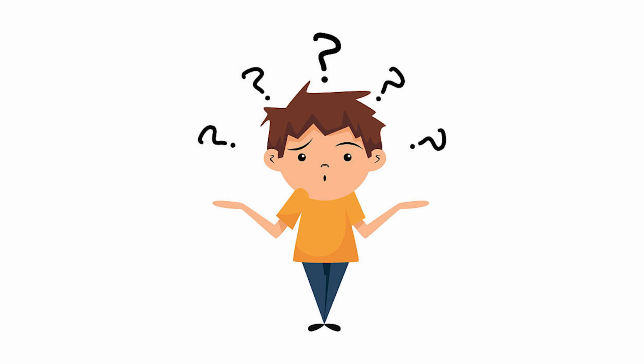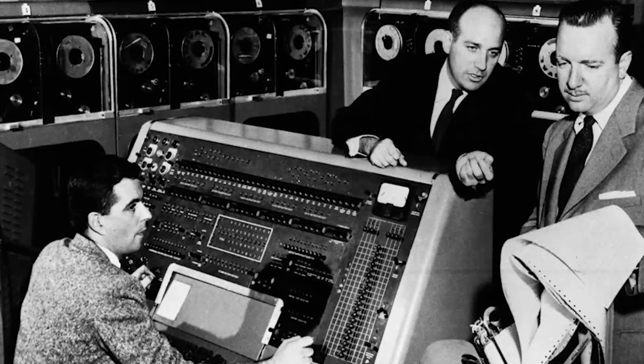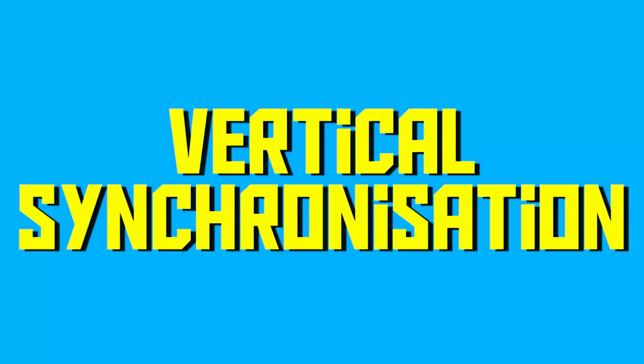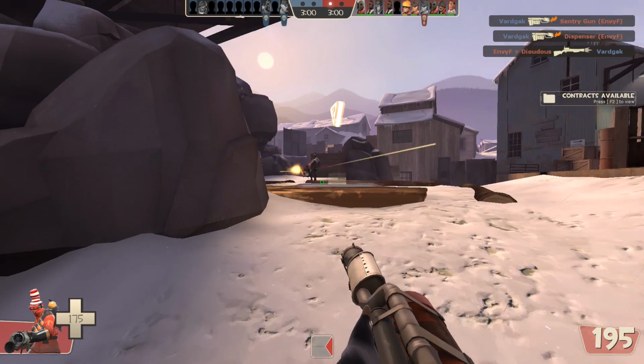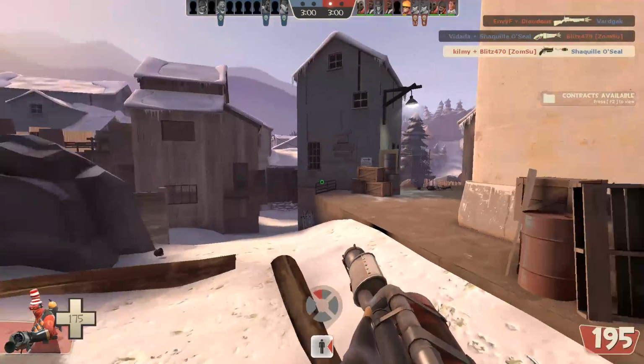So how do you fix this? Well, the computing world got together or something, I don't really know, and they came up with vertical synchronization, or Vsync for short. Vsync works by allowing your display to finish drawing an image before being sent a new image. This is good because there's no screen tearing. This is bad because what you're seeing on screen isn't actually what's happening in your graphics card, and therefore isn't actually what's happening in your game.